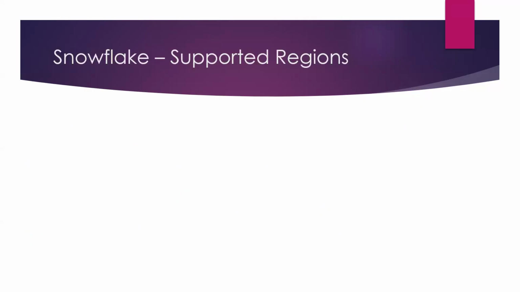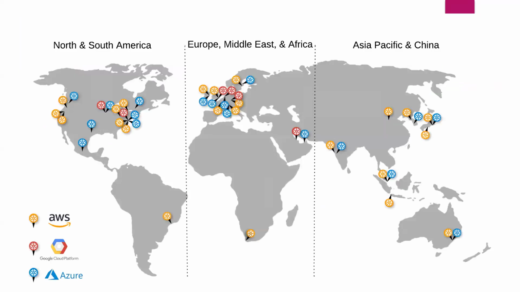Now, what are the supported regions in Snowflake? This diagram we already saw in our previous session as well. These are the supported regions. For example, the yellowish one is AWS, the reddish one is Google Cloud Platform, and the blue one is Azure Cloud Platform. Across the globe, these are the supported regions. In the case of India, we have support for AWS as well as Azure only. For AWS, it is in Mumbai. For Azure, it is in Pune. Any doubts here?